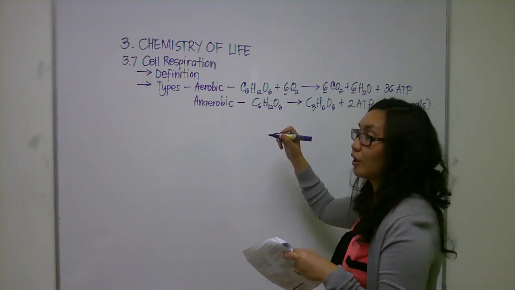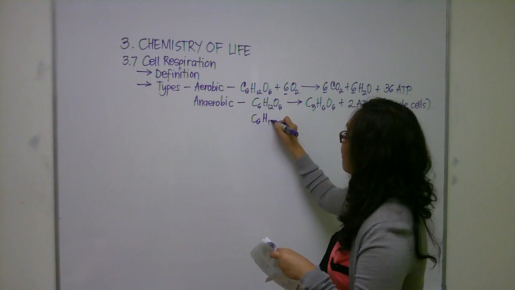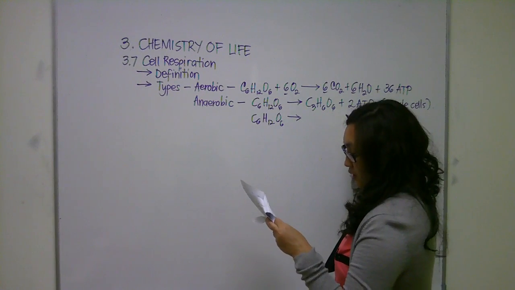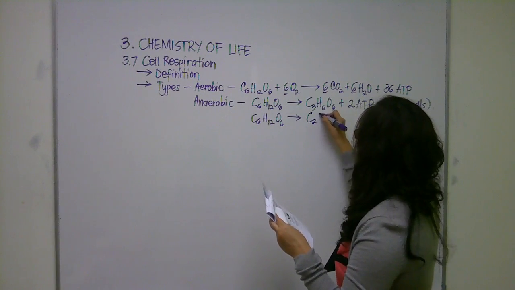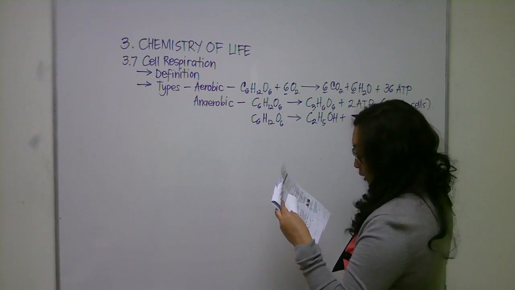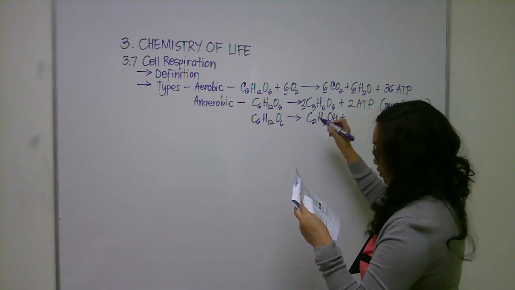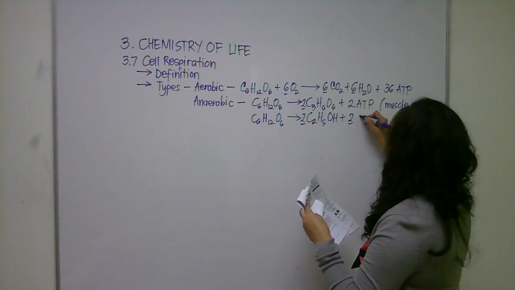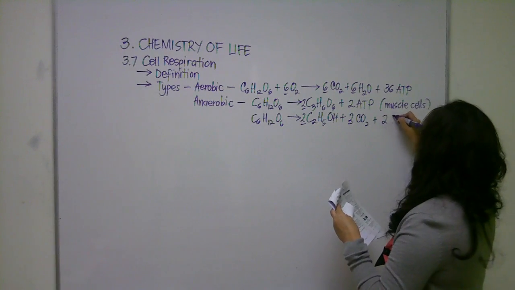If it occurs in yeast cells, the product is different. This time the products are alcohol, 2 molecules of carbon dioxide, and 2 ATPs.